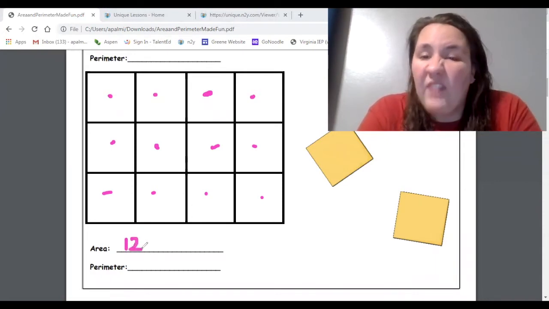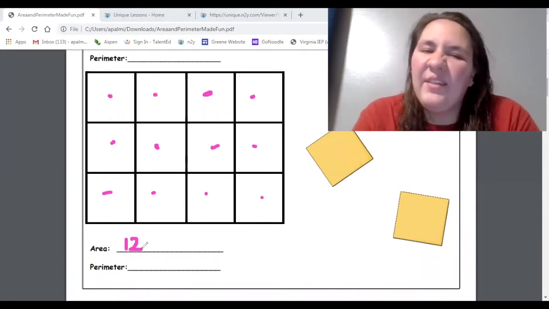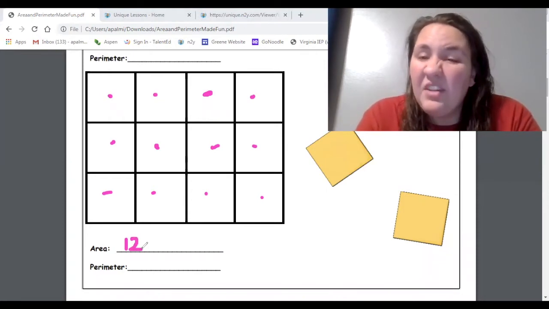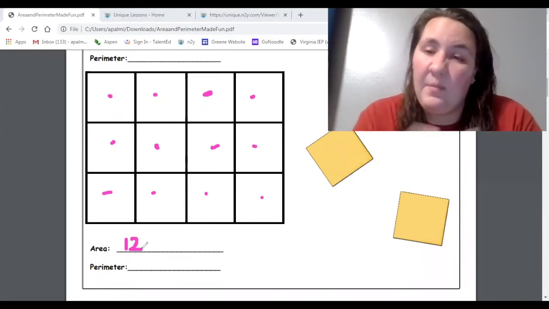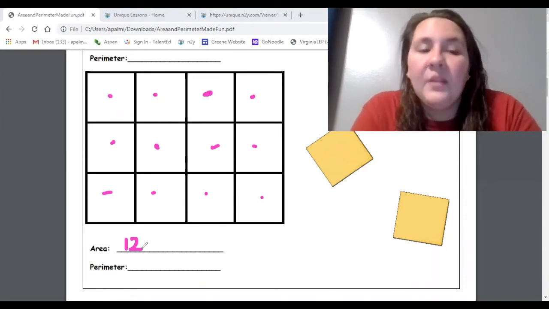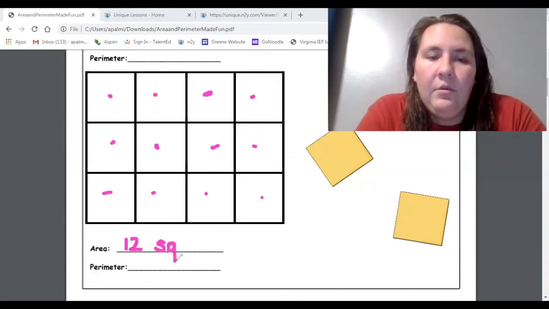Do I write 12 apples? Are there 12 apples? No, that's silly, right? There's 12 units, but do I just write units or do I need to write square units because it's a bigger amount of space? Very good. I'm going to write square. Remember, for square, we're just going to write SQ. Square units. Beautiful job.